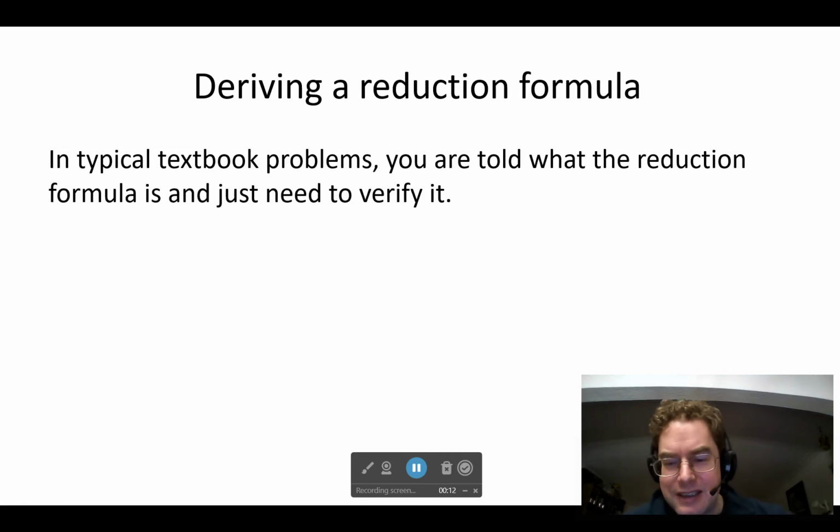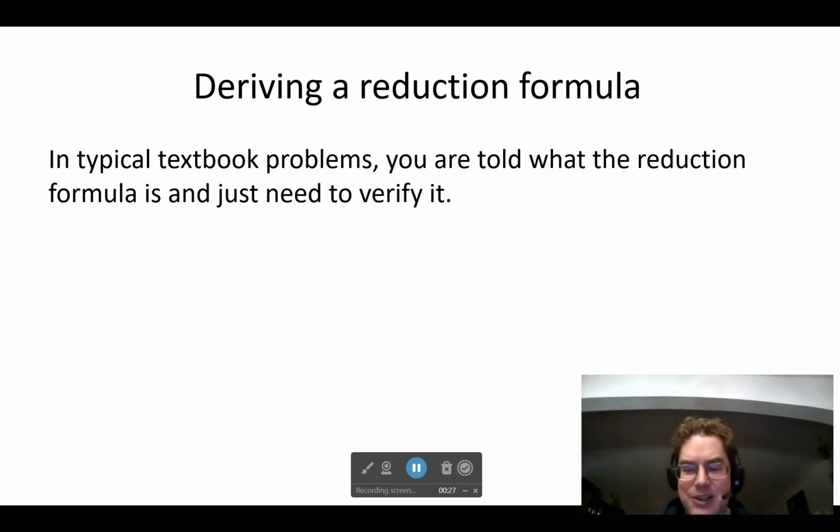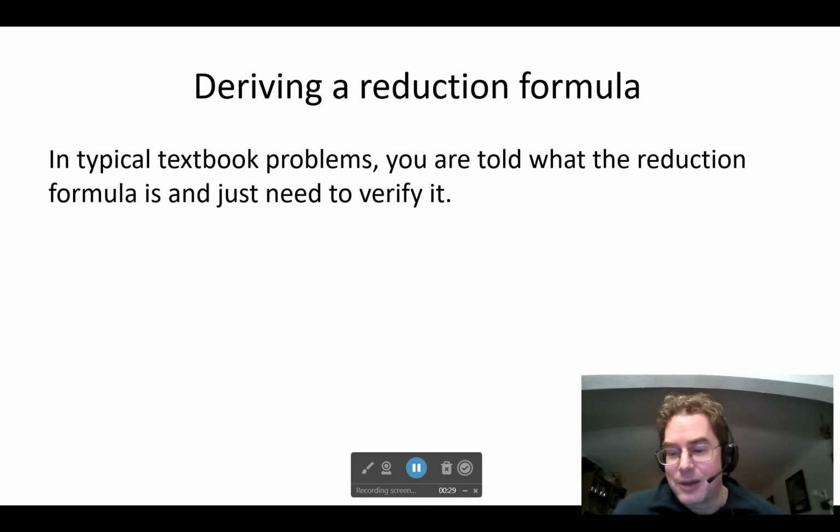So as you'll see in typical textbook problems, you're often just given what the reduction formula is already, and you're just asked to use integration to verify that that reduction formula actually is true, that it actually works. Now, you might wonder, well, where do the reduction formulas come from?